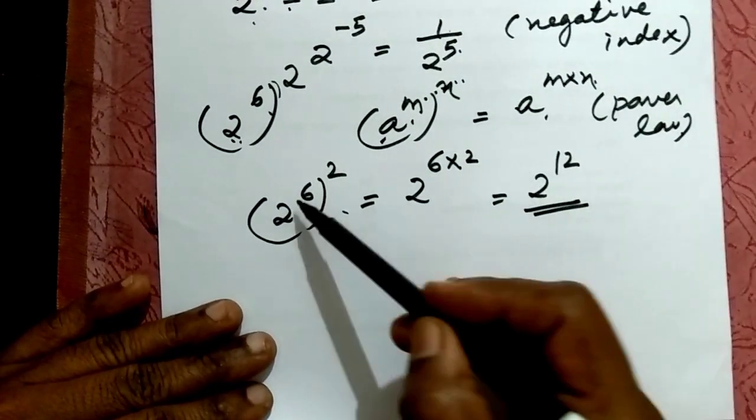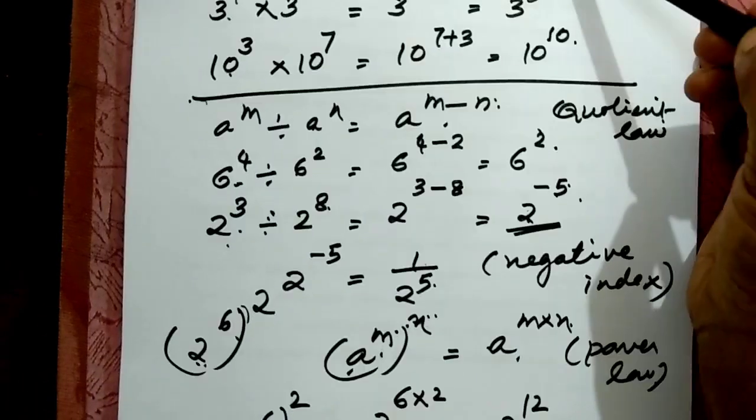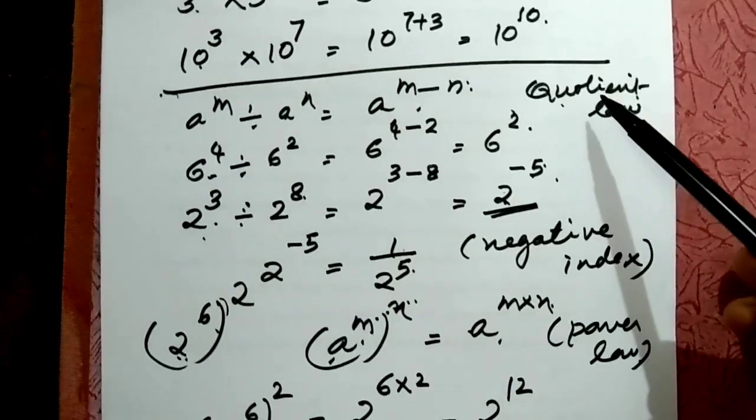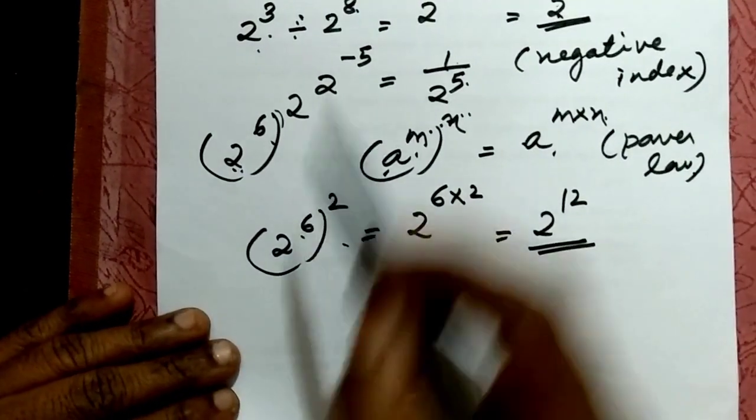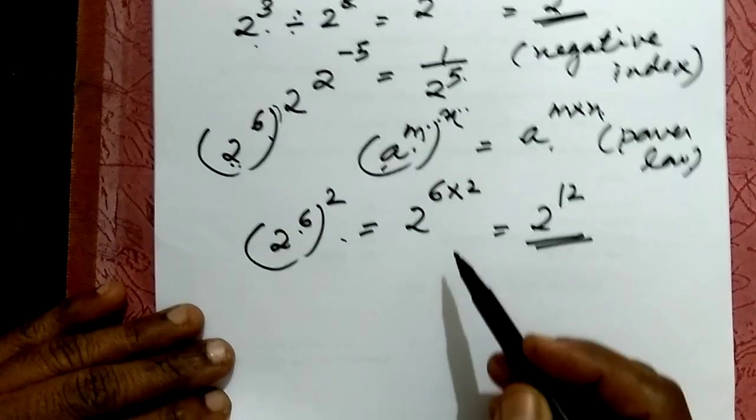So here we have applied the power law. Here we have applied the product law. Here we have applied the quotient law. Then here the negative index. So in doing these problems, we should be thorough with these laws.